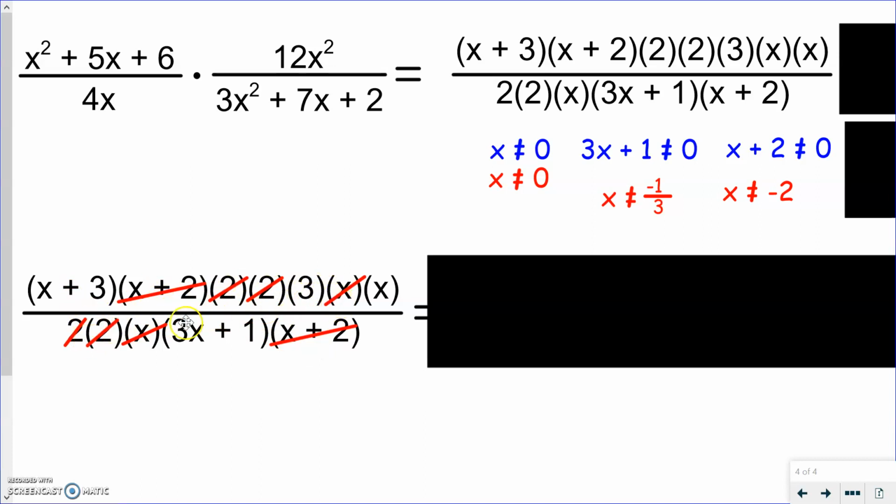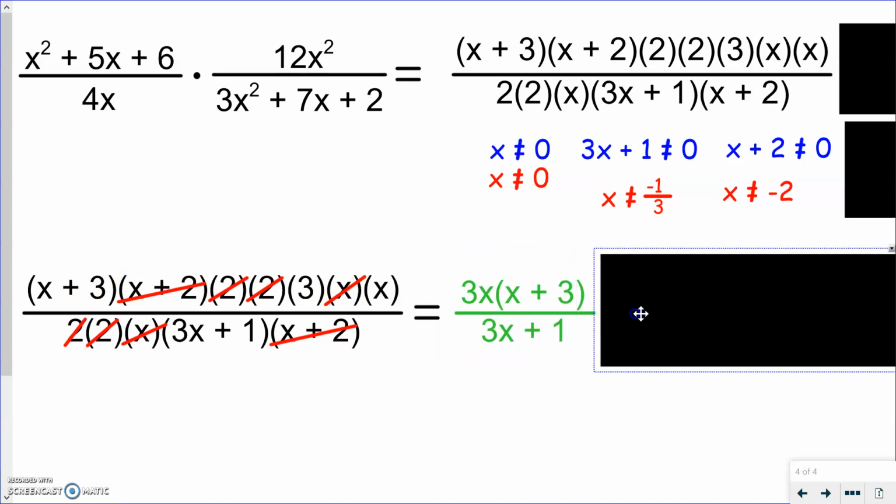There's no 3's. Cross out x, cross out x. A lot of people miss that. And that's it. So on top, we have two things. It's x plus 3 and x. You should put the single thing first. Oh, and the 3. So I multiply the single things, 3 and x, to get 3x, and then leave this x plus 3 in parentheses. On the bottom is just 3x plus 1. There's nothing else to multiply, so it does not need parentheses.